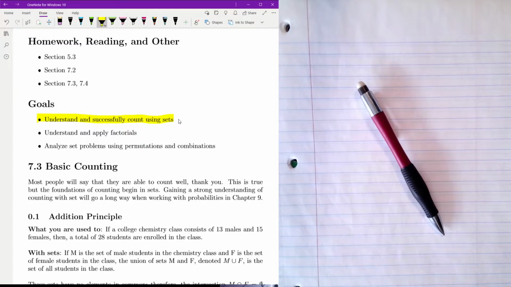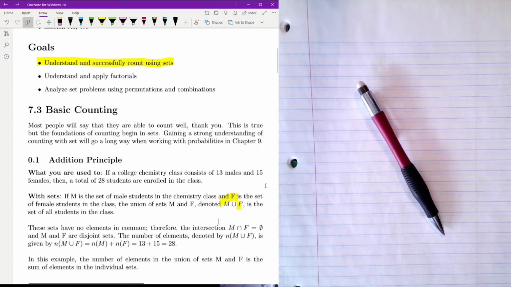What you're used to, how we typically count, is if a college chemistry class consists of 13 males and 15 females, then a total of 28 students are enrolled in the class. If we're going to write this in terms of sets, we'd say, if M is the set of male students in the chemistry class and F is the set of female students in the class, the union of the sets M and F, denoted by M union F, is the set of all students in the class, which is equal to 28.